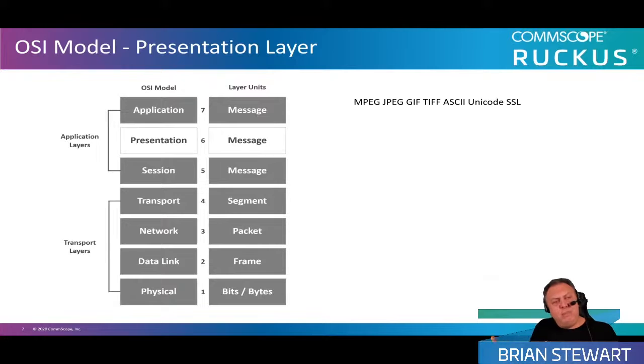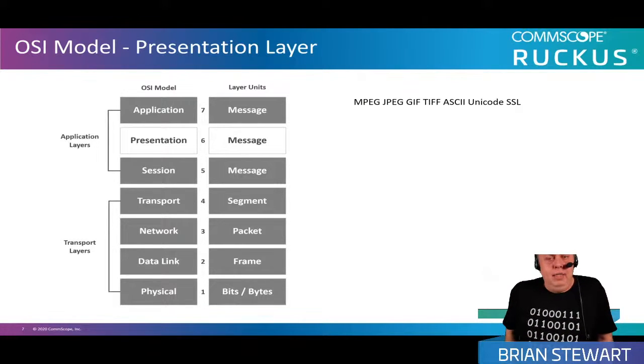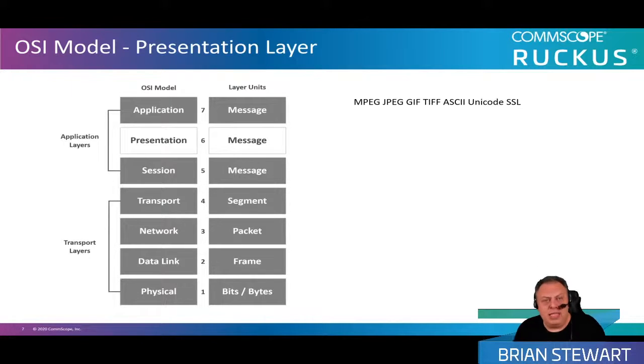Which then brings us into the presentation layer, or layer 6. This includes a lot of different things like MPEG, JPEG, GIF, TIFF, ASCII, Unicode. Remember I said we were sending a message to a web server. We were asking for the homepage for comscope.com. Well, I need to understand how that request is encoded. If I look at those values in binary, and I don't know that that's ASCII, then I don't know how to interpret that information. I don't know how to convert that into text.